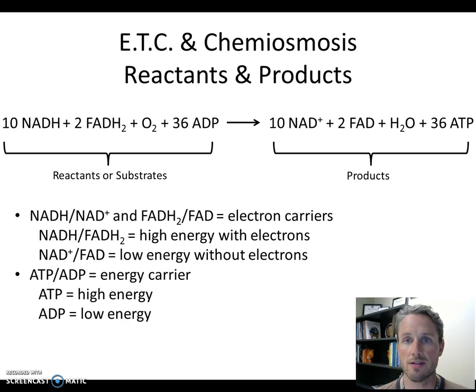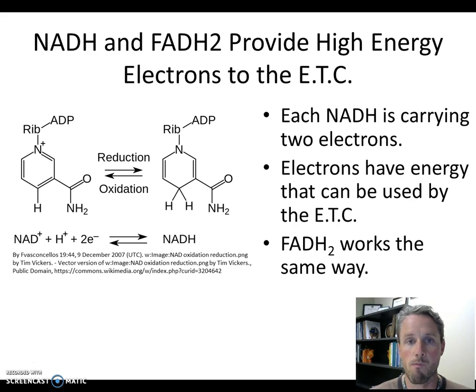All right, so let's look at what's going on with this electron transport chain and chemiosmosis. Before we do, let's remind ourselves about NADH just one more time. So here I'm showing you the chemical structure of NADH. I'm showing you that it can go back and forth between these two structures, depending on if we add electrons to it and we have the NADH form, or if we take electrons away and we have the NAD plus form. So remember, NADH is just carrying two electrons. These electrons have energy that we can use, and we're going to use that energy in the electron transport chain. And for our purposes in this class, we're going to say that FADH2 and NADH work in the exact same way. It's a little bit of a lie, but it's not important for our purposes.